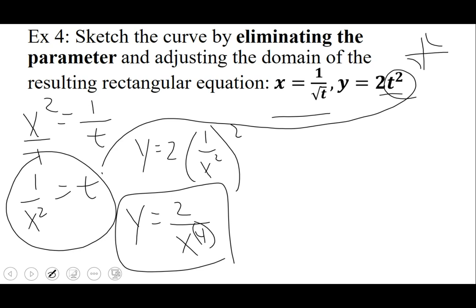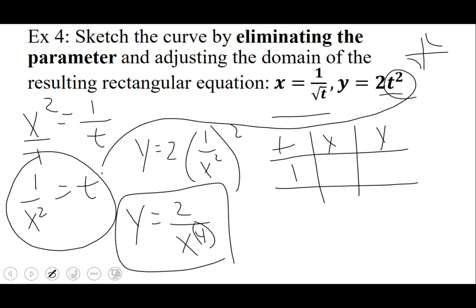Well, if 2 over x to the 4th is not enough to do it for you, then simply make yourself a little table. So t, x, and y. I'm going to choose 1 for t. If I plug 1 in here, x would equal 1. And again, if I then plug 1 into here, I would also then get a value of 2. And again, part of the reason why you have the parametric equation is you could kind of skip the t altogether and just use this.